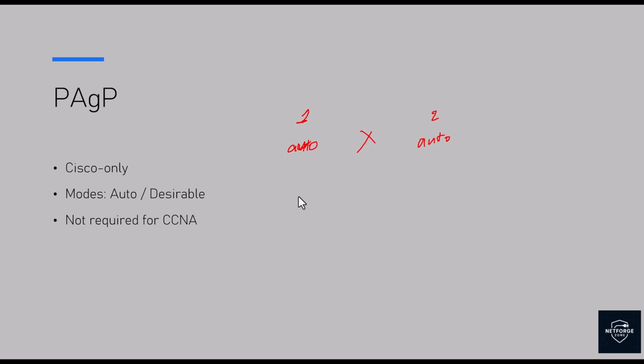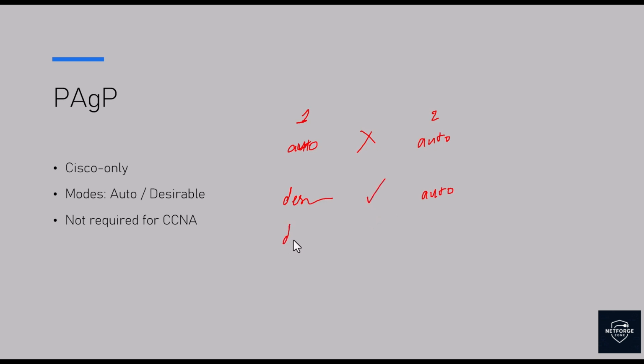The other type is desirable. Desirable means that I actively want to create the port channel. So I start negotiation. I send you messages. I told you that if there is an auto configuration on the other side, auto says I'm not doing anything unless you ask me. So desirable asks it. So if one side is desirable and the other side is configured with auto, this means that we are going to have a port channel.